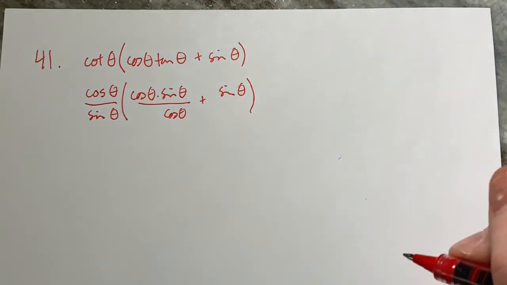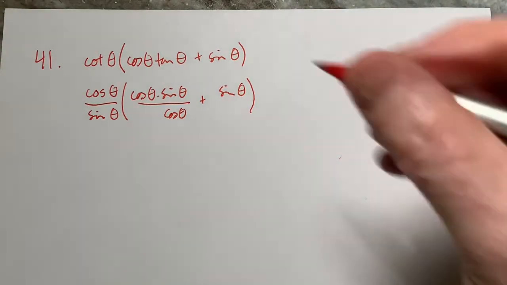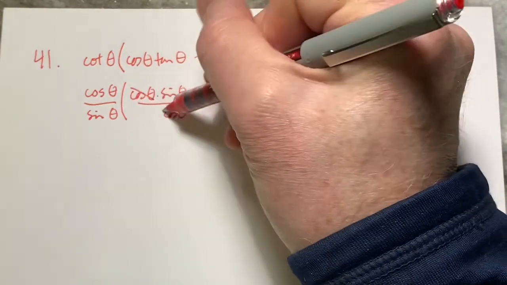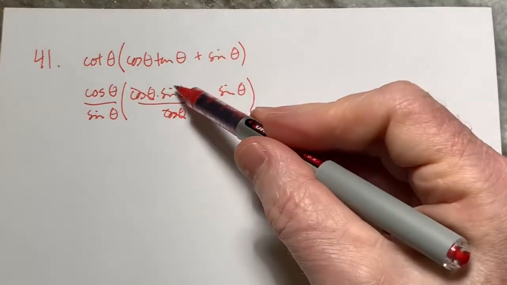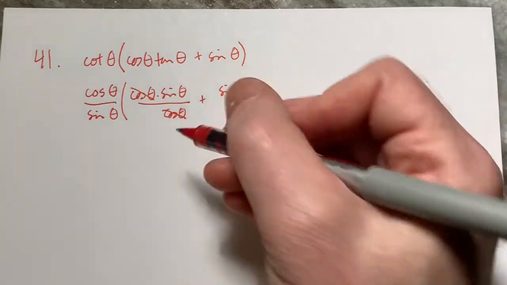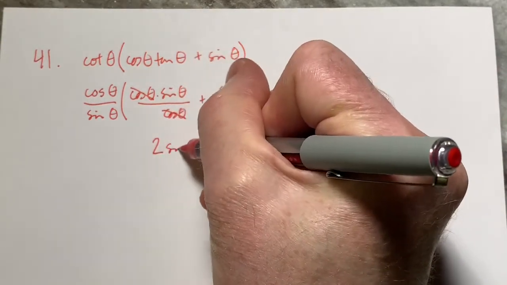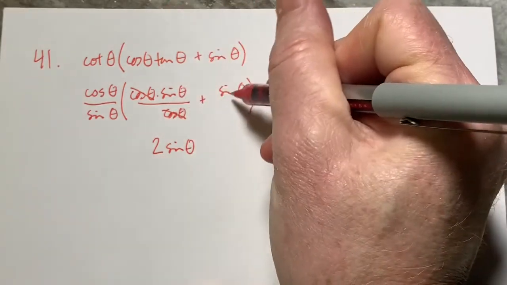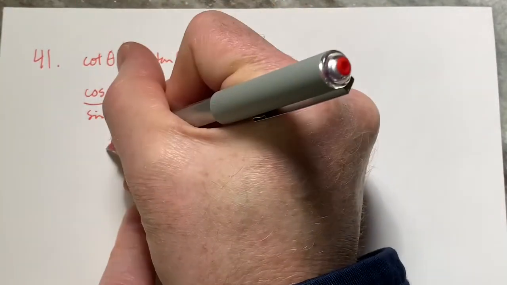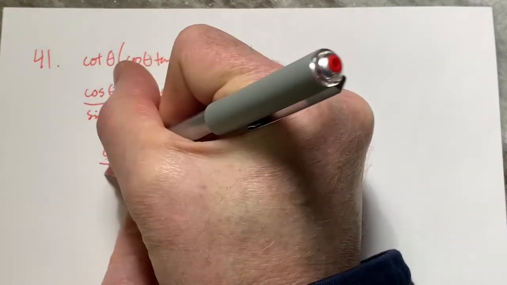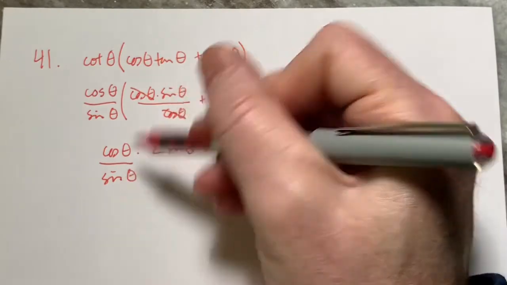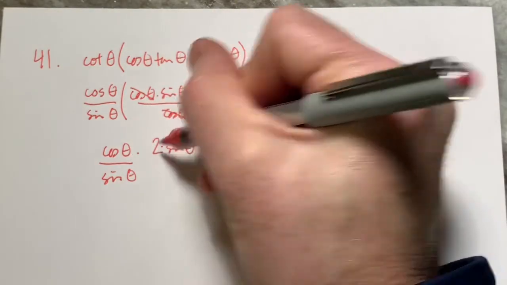Okay? Now you might look at this right now and go, wait, cosine over cosine cancels, right? And now what do I have left? Sine theta plus sine theta. And if I have sine theta plus sine theta, what do I get? 2 of the sine thetas. It's like x plus x is 2x. Sine theta plus sine theta is 2 sine theta. But you still have this on the outside, right? So what do I get if I have a cosine over a sine times a 2 times a sine?